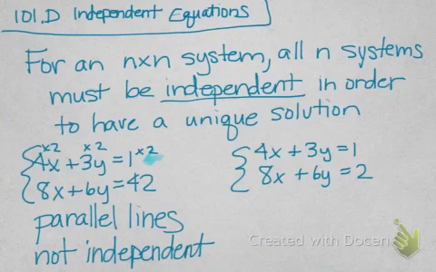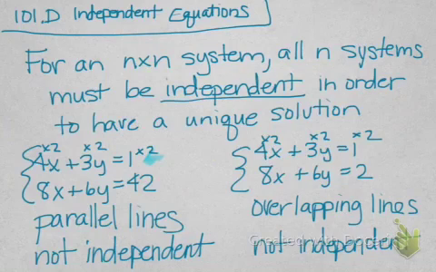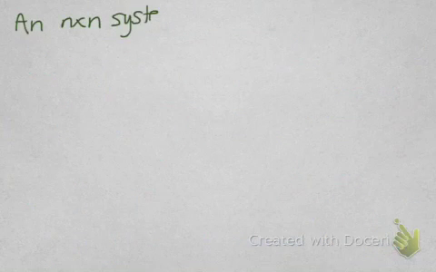Here's another example. If we have this one, if we multiply everything by 2, 4x times 2, 3y times 2, and 1 times 2, everything's going to match up. And if that's the case, you're going to have overlapping lines. Every point on those two lines is a solution, so it's not a unique solution. So these are not independent. So if we do the determinant of both of these systems, they both have 4, 8, and 3, 6. So 4 times 6 minus 3 times 8, you're going to get 24 minus 24, which is 0. So the determinants are going to be equal to 0.